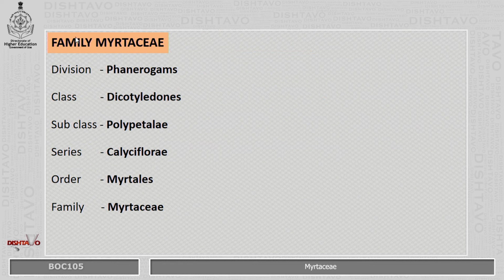We begin with the classification first. The systematic classification of family Myrtaceae: division Phanerogams, class Dicotyledons, subclass Polypetalae, series Calyciflorae, order Myrtales and family Myrtaceae.